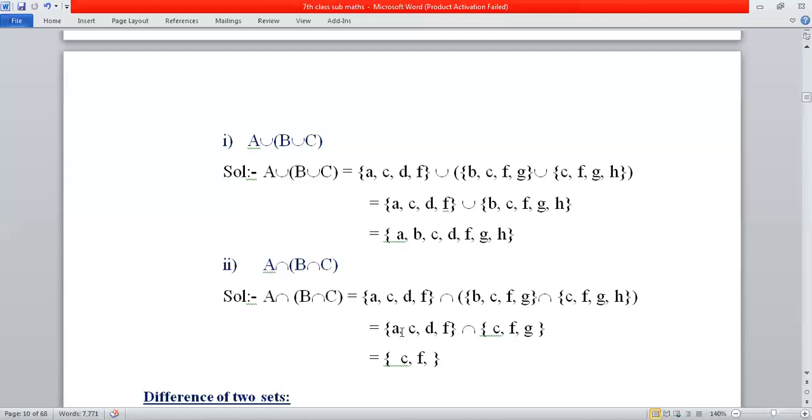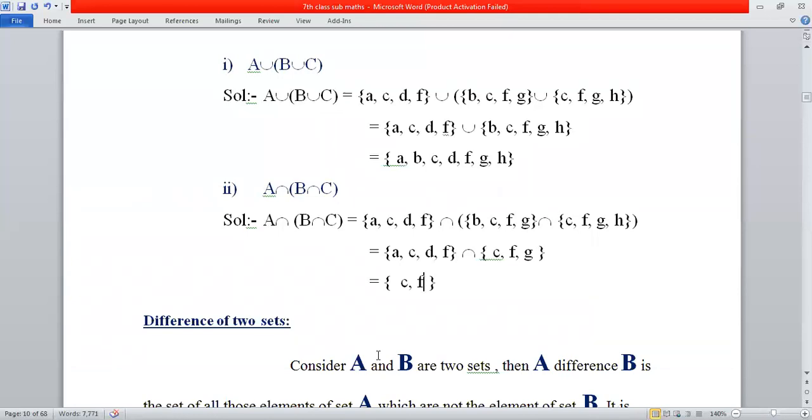Now the first set, set A, we copy as it is, intersection, and this answer we get from intersection of B and C. Now common in these two sets, if you check these two sets, C is common in both and F is common in both. So C and F is the intersection of these two sets.